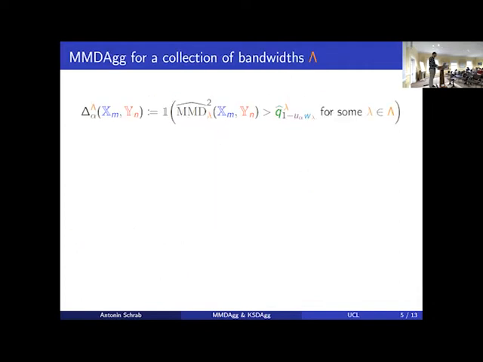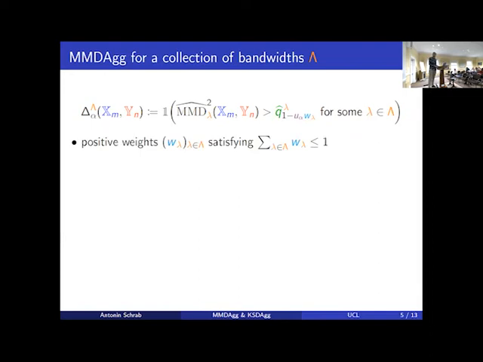I'm going to explain how we can do that. It's essentially quite similar, but now we propose to reject the null hypothesis if the MMD is greater than the quantile like before, but for some lambda in the collection of bandwidths we consider, capital lambda. And here we need to correct the levels, because otherwise we no longer have level alpha. So we introduce some positive weights.